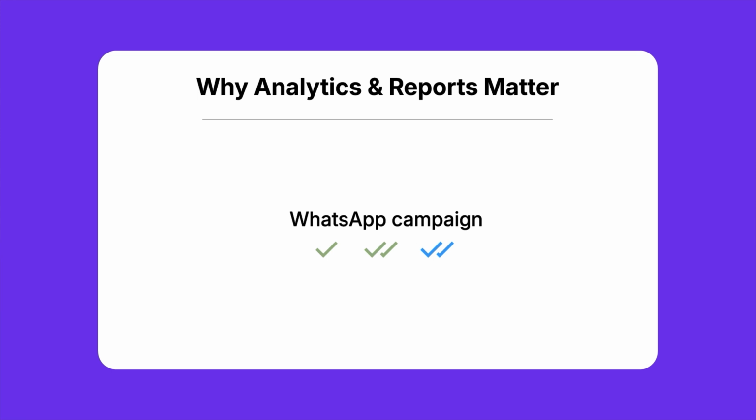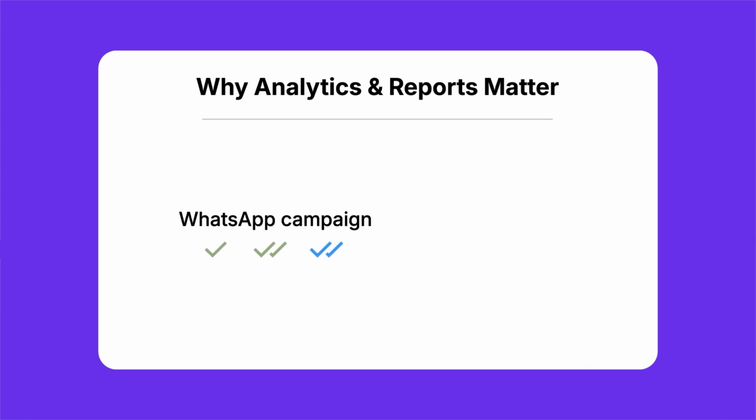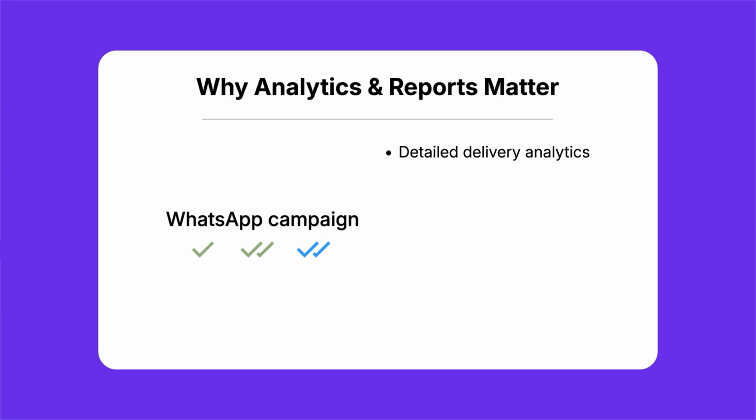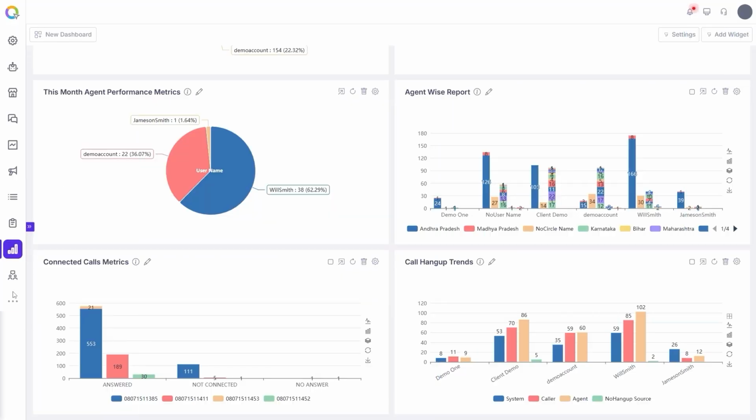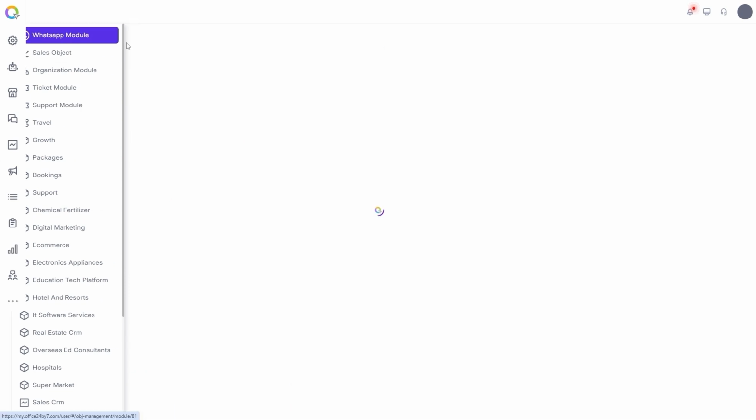Office 24 by 7 gives you complete visibility into that story through detailed delivery analytics, usage metrics, delivery rate insights, ROI dashboards, and performance tracking for every campaign. All these insights are available within the WhatsApp module.